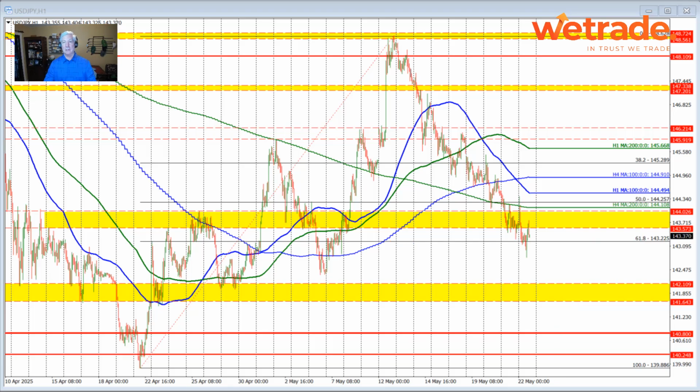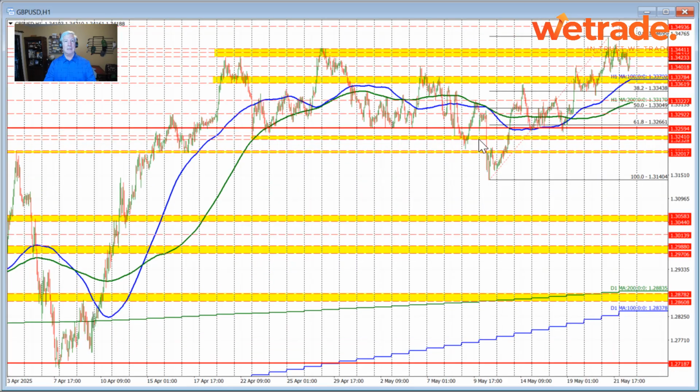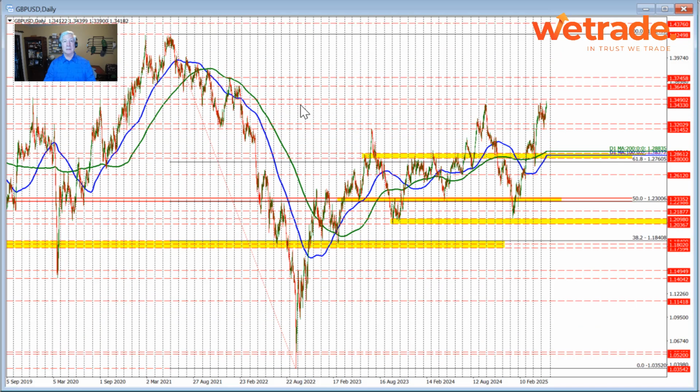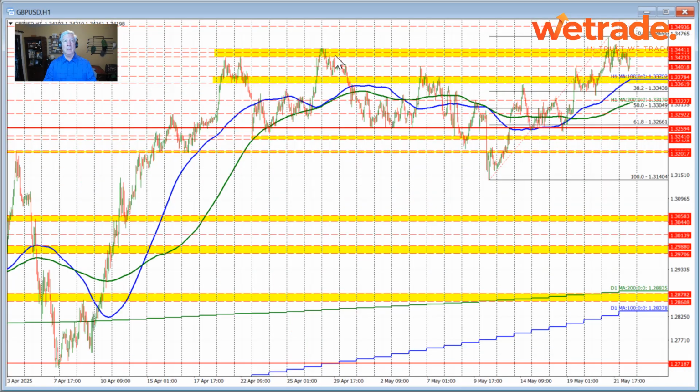Let's take a look at the sterling versus US dollar last. This currency pair moved up to a new highest level going back to, I have to go to the daily chart, this point right here, which is March of 2022. We did surpass the 2024 high, which came in at 1.3433. We also surpassed, going back to the hourly chart, the 2025 high price, which came in at 1.34413.